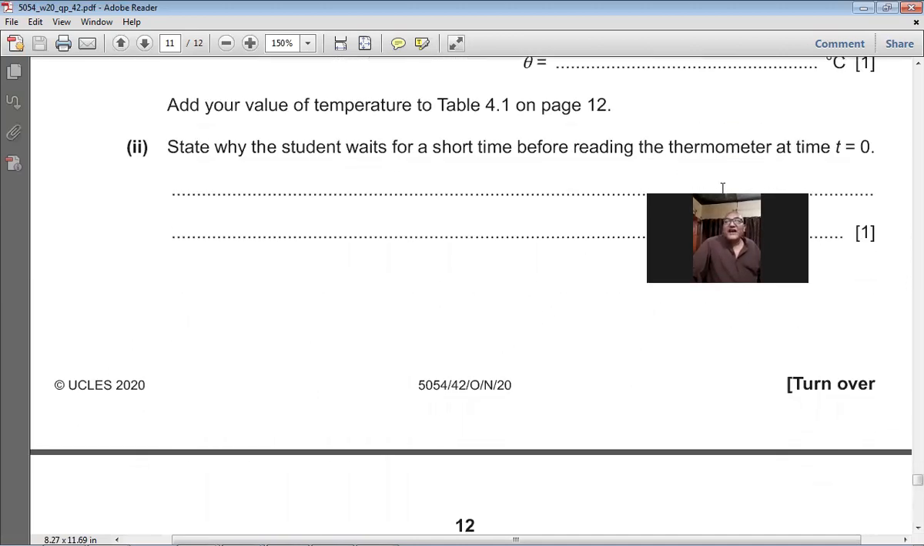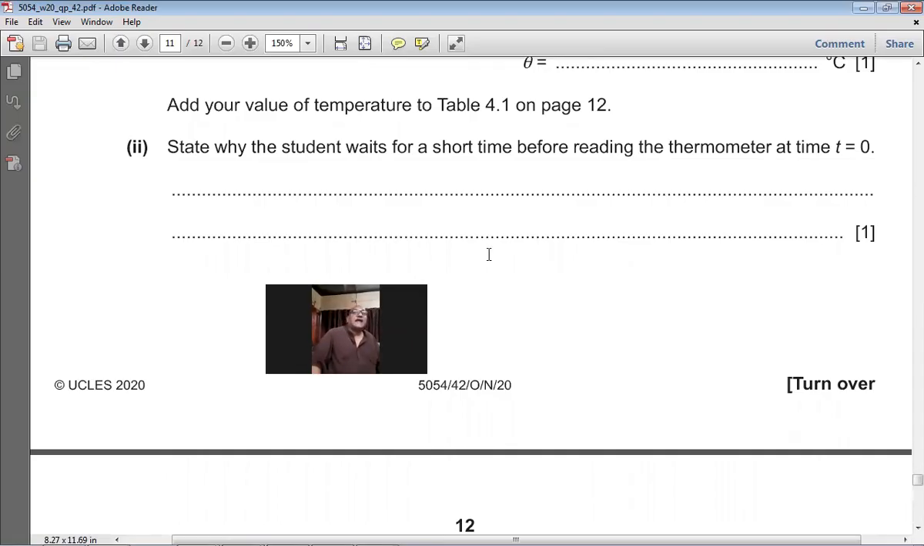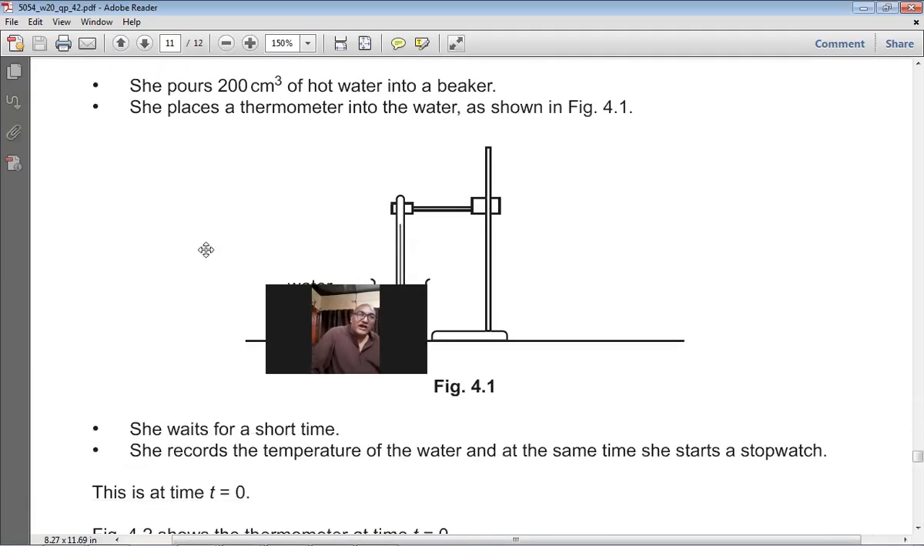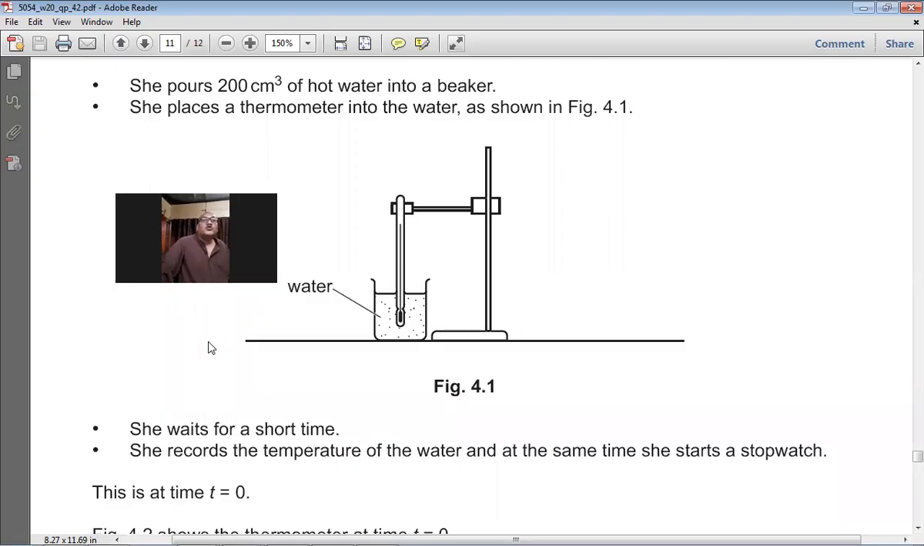Then they say, state why the student waits for a short time before reading the thermometer at time t equals 0. When you have poured hot water and put in a thermometer, you do not immediately start your stopwatch and start noting down the temperature. You put the thermometer into the hot water, and then you wait for a few seconds. The mercury level will go up, up, up. When it becomes steady, when it reaches its maximum value, it will stop there and then start coming back. So you have to wait for the mercury thread to go to its maximum height.